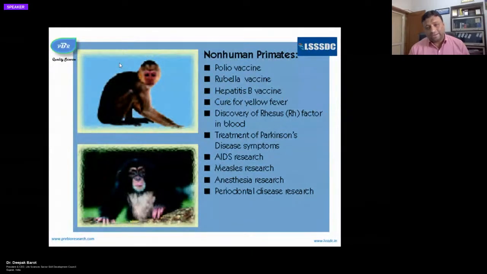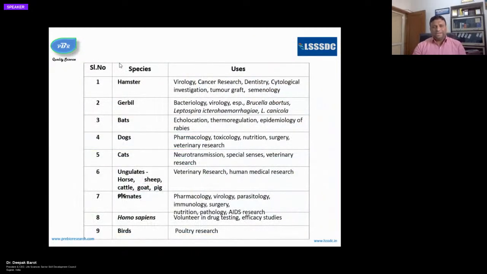Going slightly higher, non-human primates. So for polio, rubella, hepatitis, Parkinson's, AIDS research, measles research, chimps, they are very close anatomically to humans, so we consider primates also as one of the models for drug discovery and development. So in a nutshell, you use hamsters for virology, cancer, dentistry, cytological investigations. Gerbils are used for bacteriology, virology.